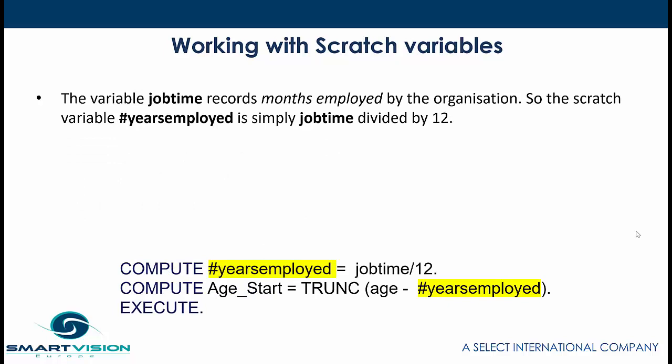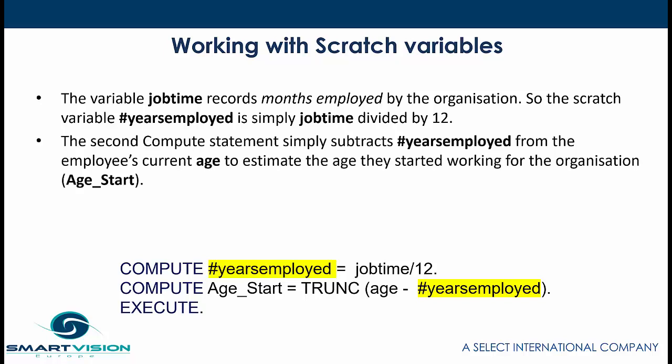In this syntax, the focus is really around the variable job time, which records the number of months employed by the organization, so the number of months that an employee has been working there. So the scratch variable years employed is simply job time divided by 12, which will give us roughly the number of years that they've been employed.